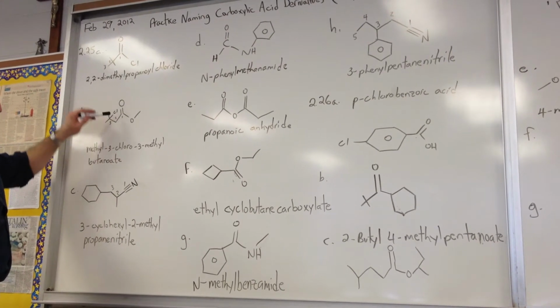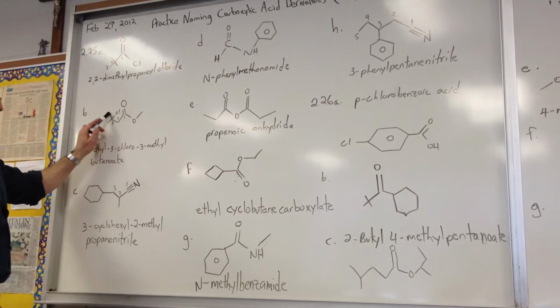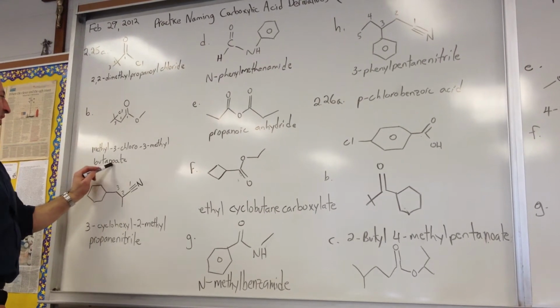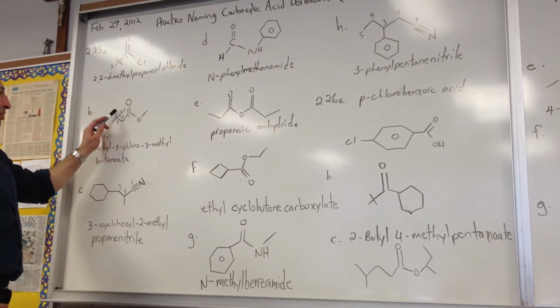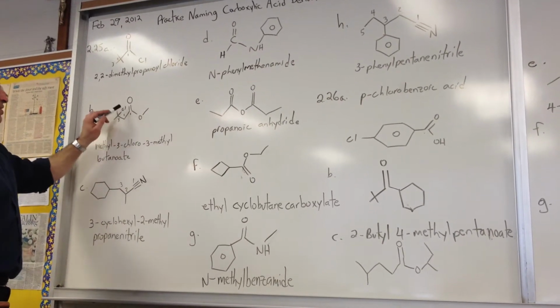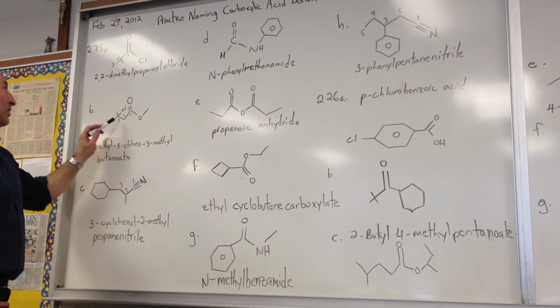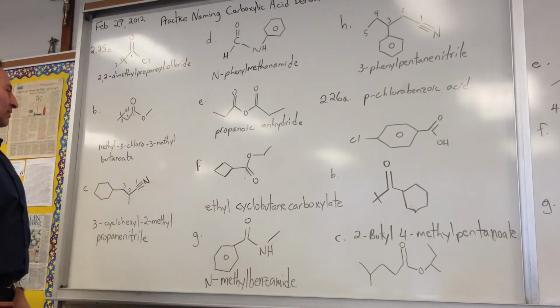This is for the chain. Notice how the chain is 1, 2, 3, 4 long. So it's a butan, and then -oate is the ending for an ester. So we say methyl 3-chloro-3-methylbutanoate.